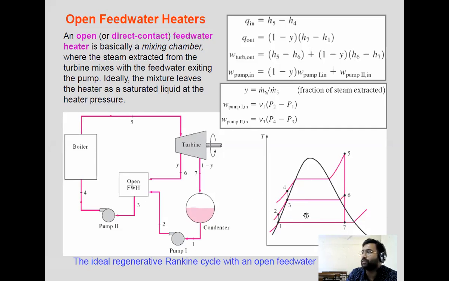Okay. What is the efficiency in this case? Efficiency formula is the same: net work divided by heat added. So net work will be net turbine work minus net pump work. Net pump work will be pump 1 work plus pump 2 work. So that will be W net and Q in. Q in in this case will be H5 minus H4. That is the heat added in the boiler.